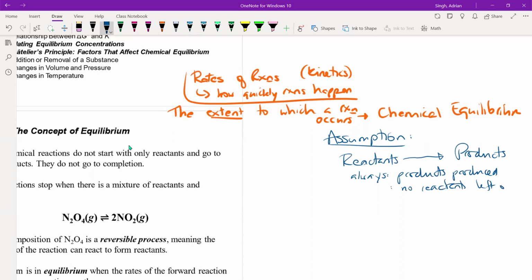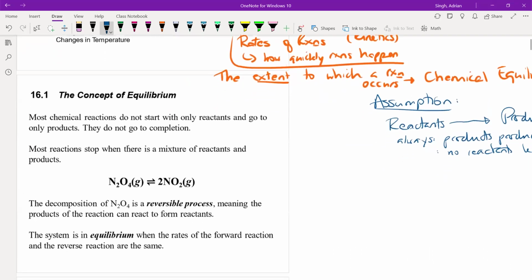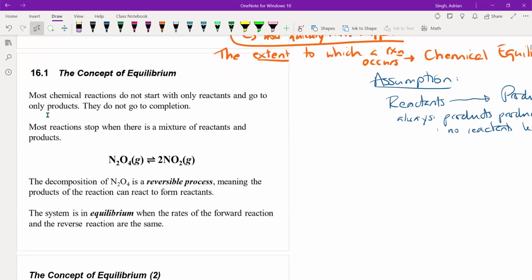What we're going to see is that we're not necessarily going to turn this on its head. We're going to add another layer to this idea. Now, we'll take a look at a very simple introduction to this. And the very first sentence here is very important. It says, most chemical reactions do not start with only reactants and go to only products. So that is different to what we've been exposed to so far. And the other part of this first paragraph is that they do not go to completion.